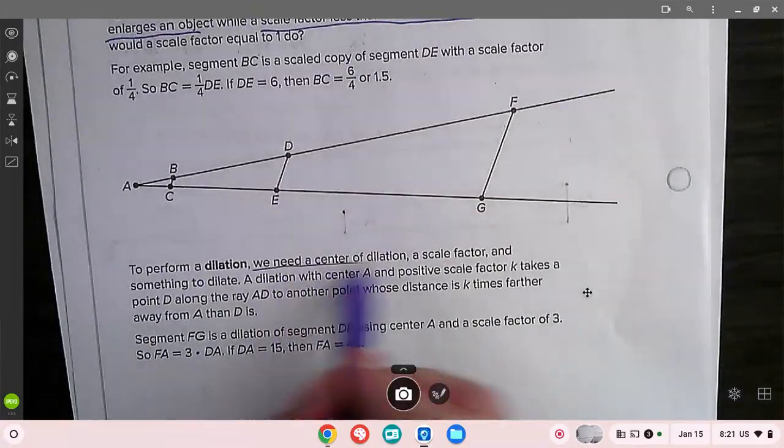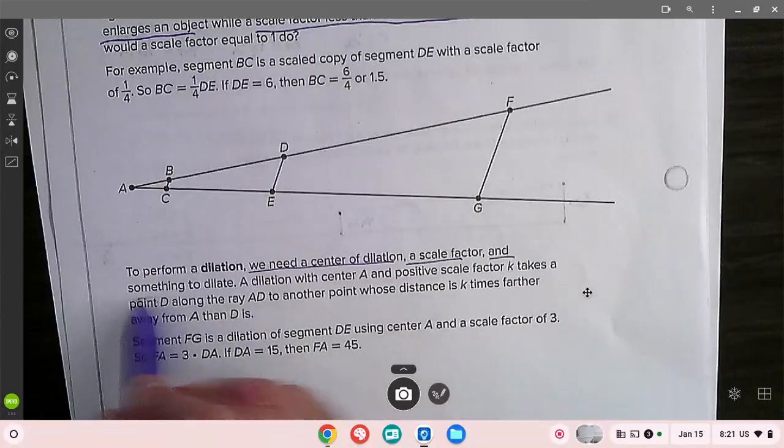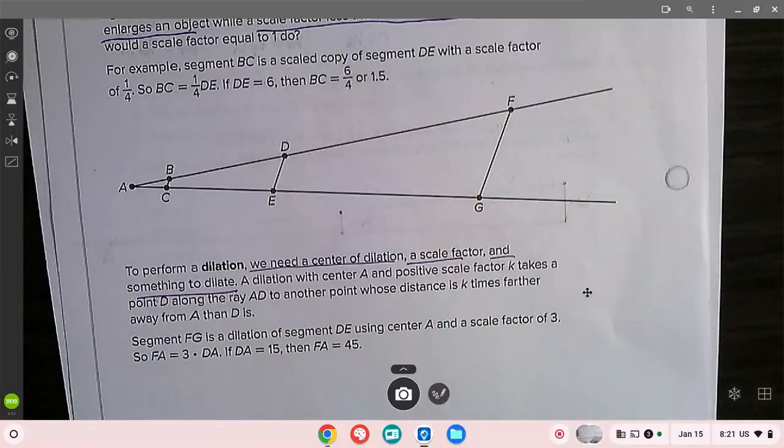To perform a dilation, we need the center and a scale factor and something to dilate. Okay, so a dilation with the center A and a positive scale factor K takes a point D along the ray AD to another point whose distance is K times further away from A than D is.